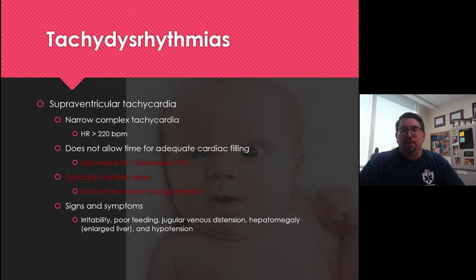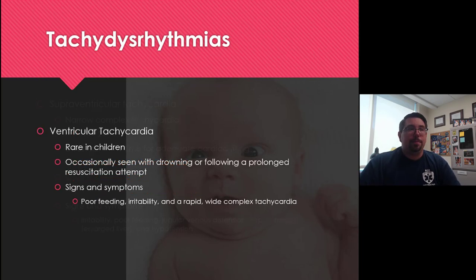Other things that you may see for signs and symptoms is irritability, poor feeding, jugular vein distension because of the backing up of fluid as it's not having adequate ventricular filling, hepatomegaly, which is a large liver, and then hypotension as a major concern as the tachyarrhythmia will progress.